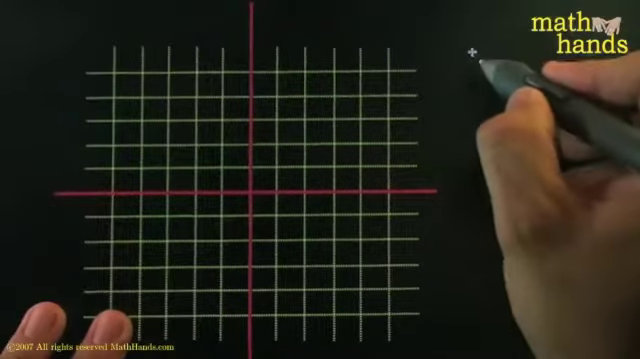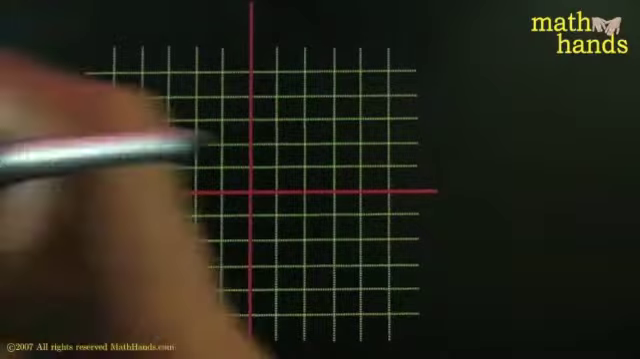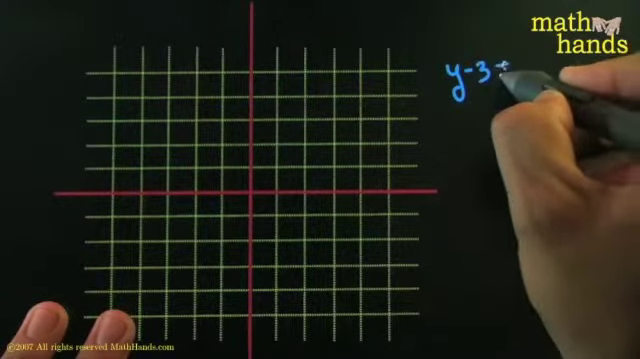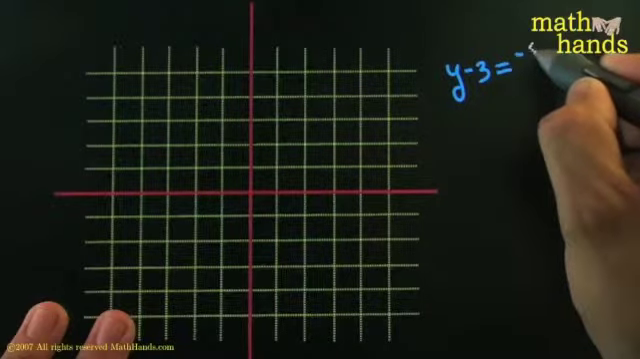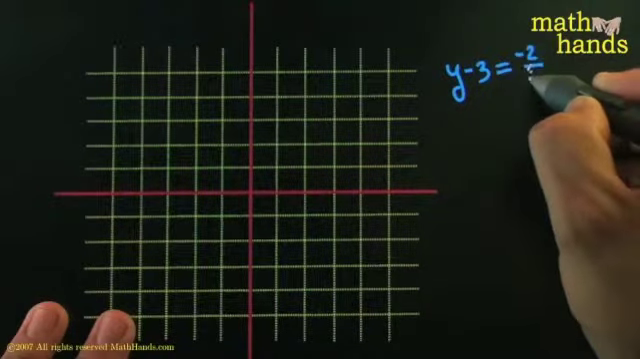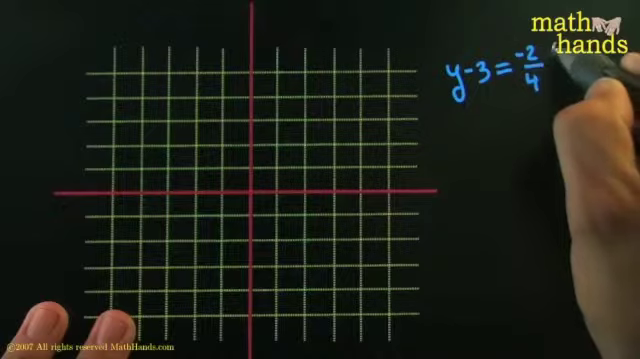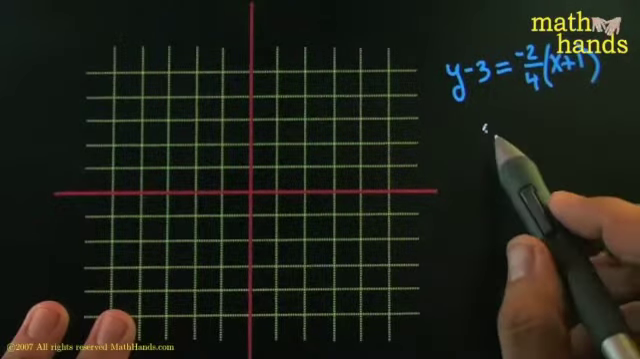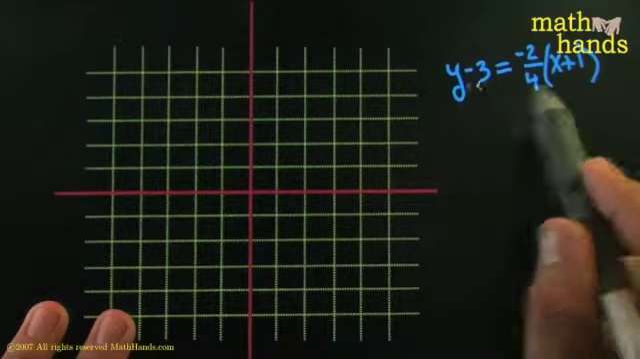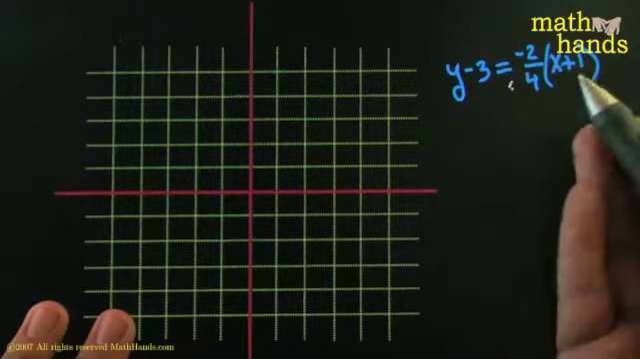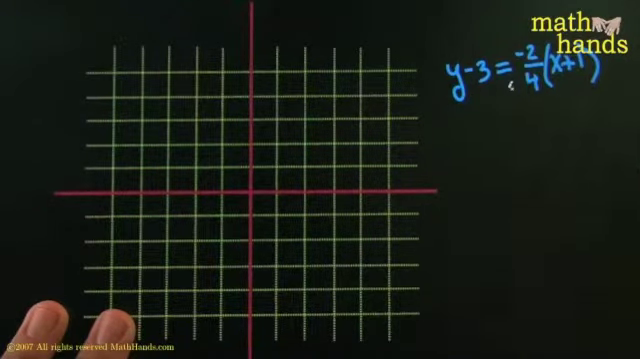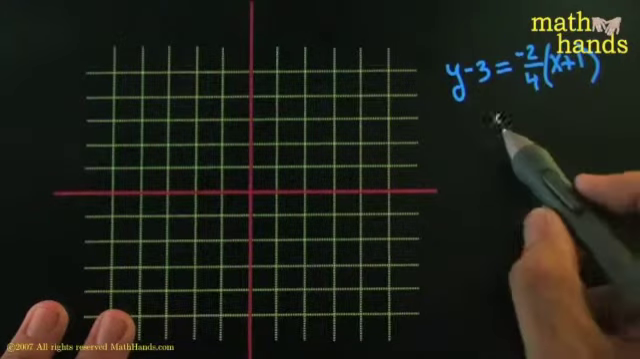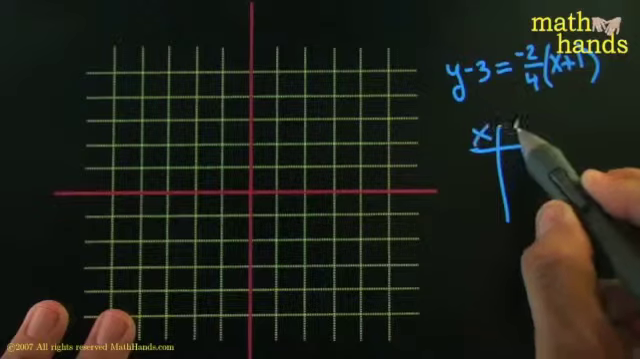Okay? Try that again. Let's mix it up a little bit. Say we want y minus 3 is equal to -2/4, I know it's not reduced, who cares, times x plus 1. This is exactly the famous point-slope form, and the reason it's famous is because you can look at it and you can see a point on the line and you can see the slope of the line.